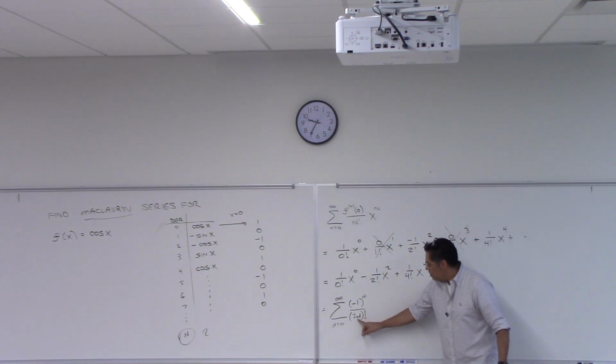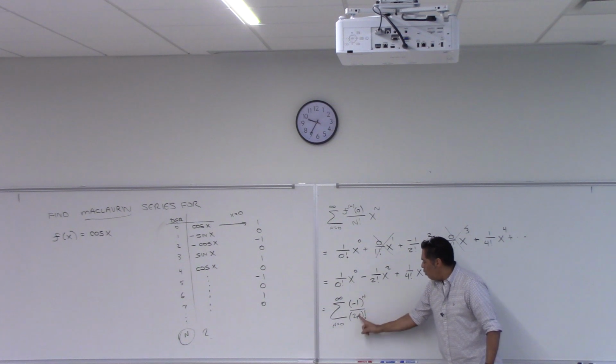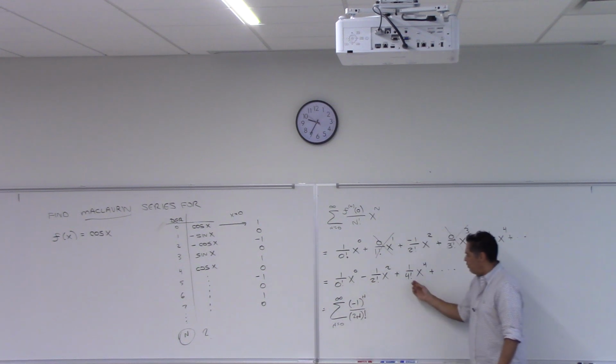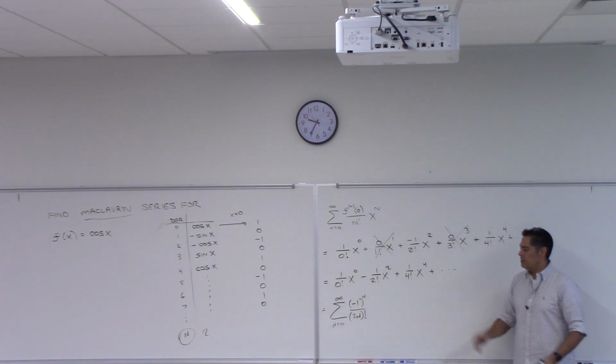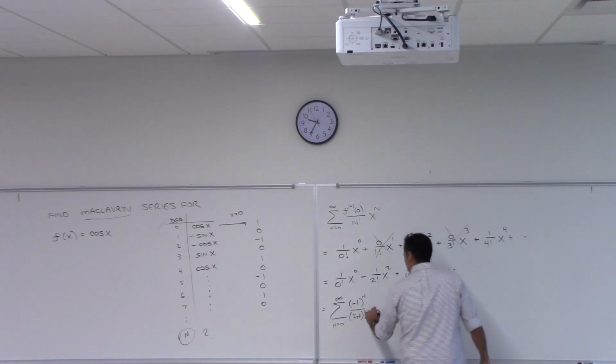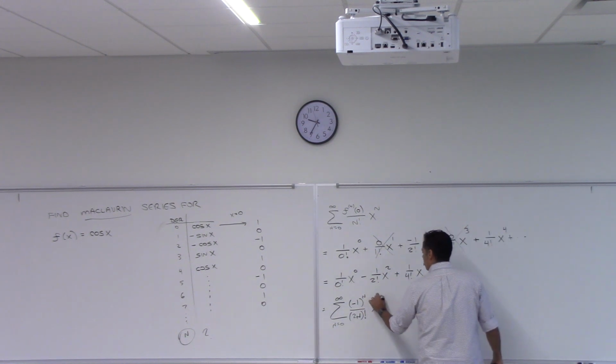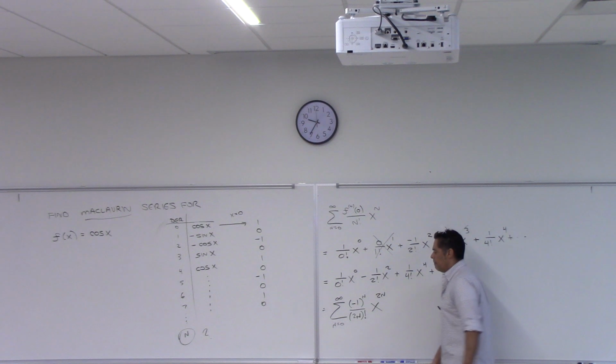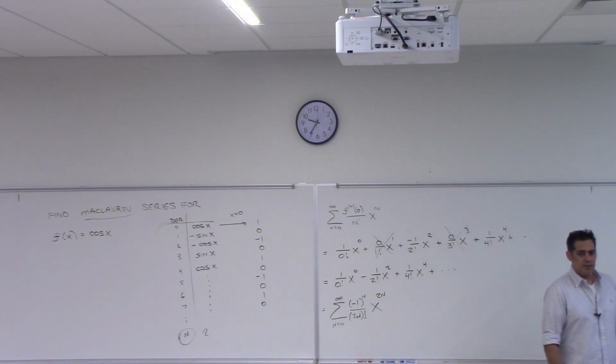You plug in 0 to this, you get 0. You plug in 1, you get 2. You plug in 2, you get 4. You plug in 3, you get 6. And then over here, x to what power? 2n. There it is. That's the Maclaurin series for cosine.